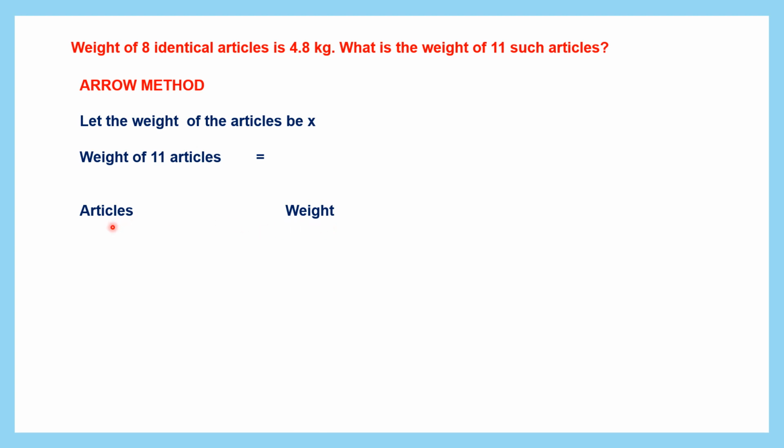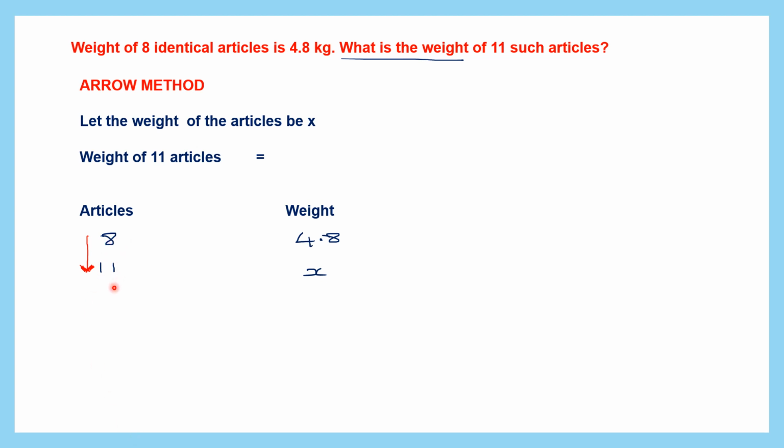So now let's write down. Now articles, 8 articles. So 8 articles. What is the weight? The weight is 4.8 kg. Now they're asking us what is the weight. That means again weight is X here because we don't know, and weight of 11 such articles. 11 such articles. Now listen very carefully. This is very simple. You just have to understand it. Now here 8 articles, the weight is 4.8. So 11 articles, the weight will be more, isn't it? So here there is an increase, isn't it?